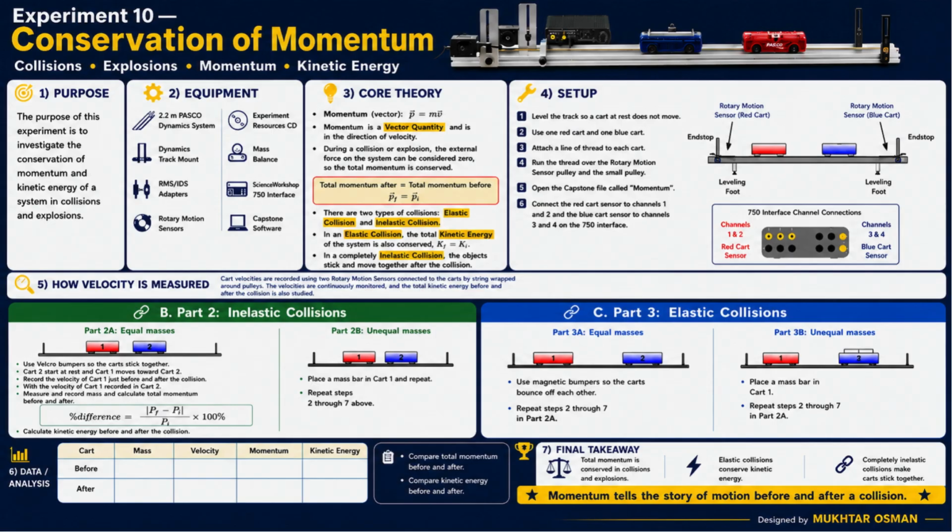9. Final takeaway. 1. Total momentum is conserved in collisions and explosions. 2. Elastic collisions conserve kinetic energy. 3. Completely inelastic collisions make carts stick together. 10. Final message. Momentum tells the story of motion before and after a collision.